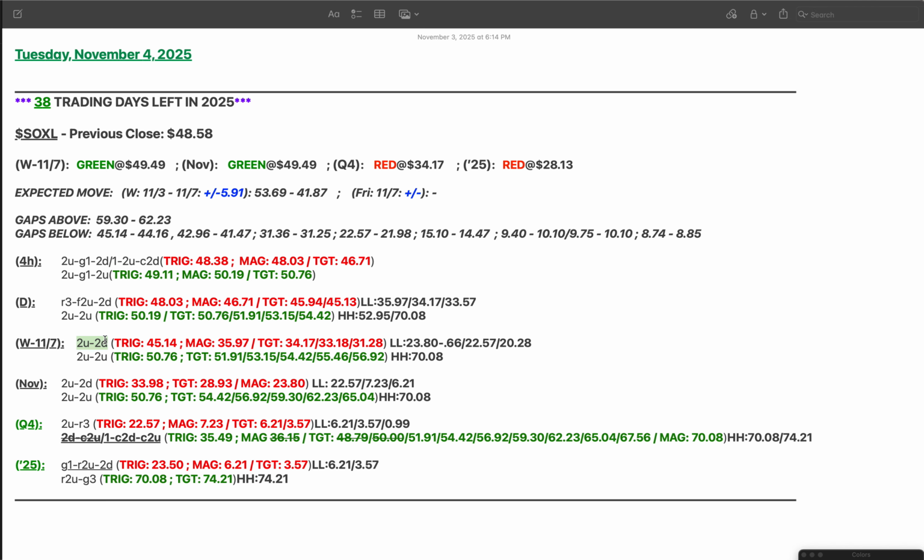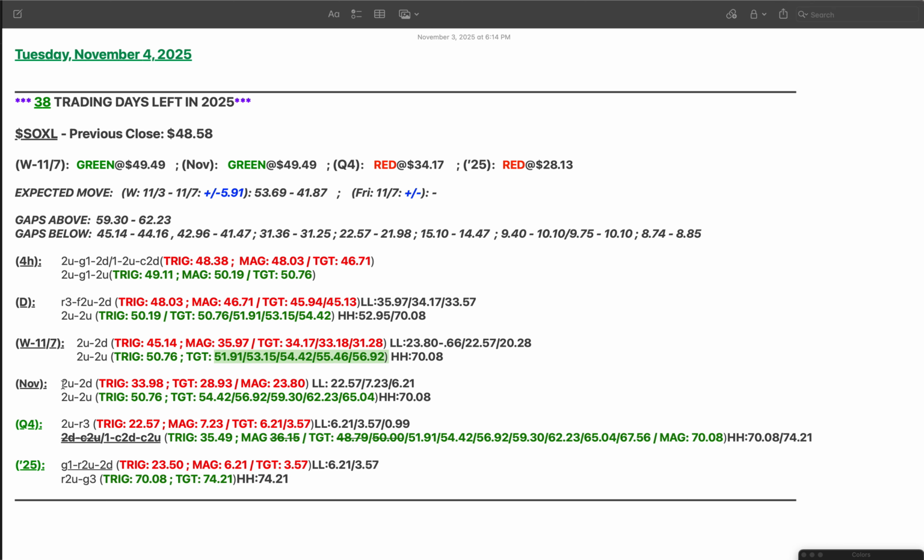We're still looking for either going 2 up, 2 down, or continuing this upward trend with the 2 up, 2 up. The 2 up, 2 down doesn't trigger until 45.14, but it does have a nice magnitude of 35.97. We put some extended targets out there as well in case things really start to drop out, but 35.97 would be a pretty good move for the week. Again, to the upside would just be continuation of the upward trend we're in, 2 up, 2 up, triggering at 50.76, and we've got our extended targets here, right?